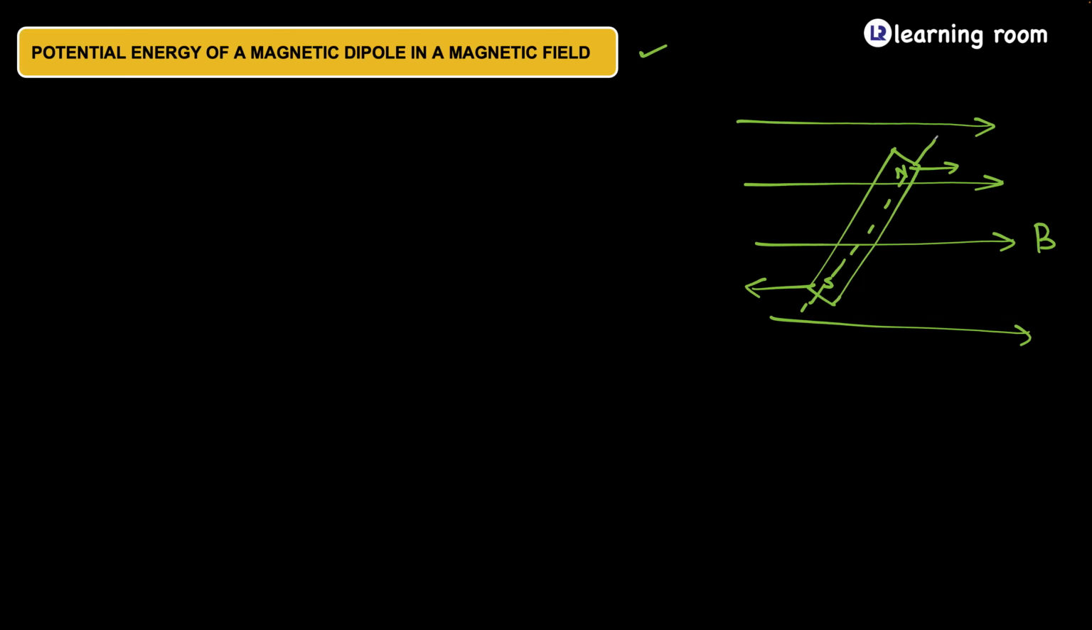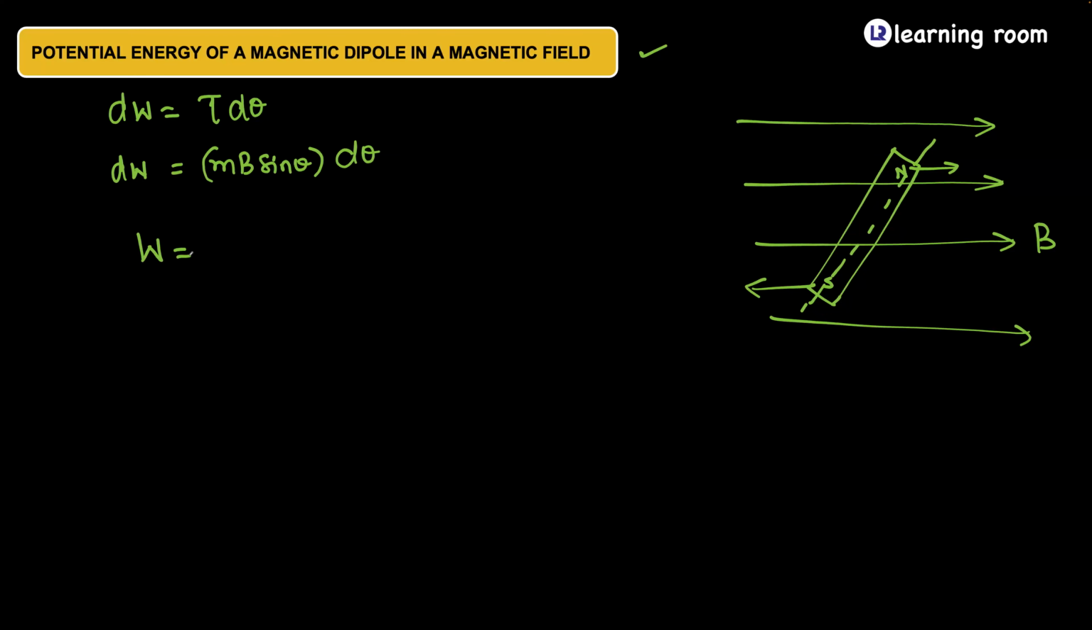Now, let's say this is rotating through a very small angle d theta, then there is a small amount of work dw that is being done on it. What is the value of dw? It is going to be tau d theta, like how dw is equal to f into ds. In terms of torque, you write tau into d theta, which is mb sin theta multiplied with d theta.